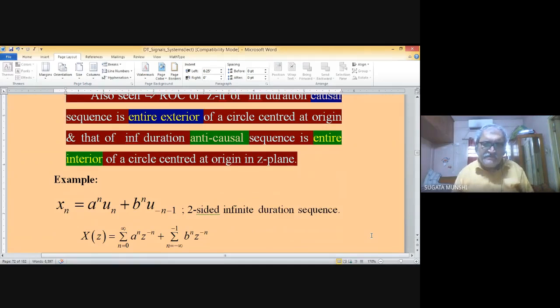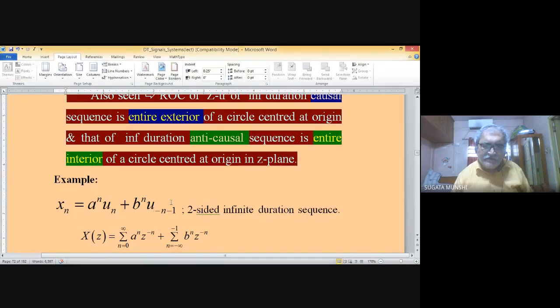So if you consider the Z transform for such a sequence, this is the expression for the Z transform, the fundamental expression. X(z) equals summation over n equal to 0 to infinity of a to the power n z to the power minus n. That is the Z transform of the causal part. And the second summation represents the Z transform for the anti-causal part. Because for the causal part, the sample values for n less than 0 will be absent, the summation extends from n equal to 0 to infinity.